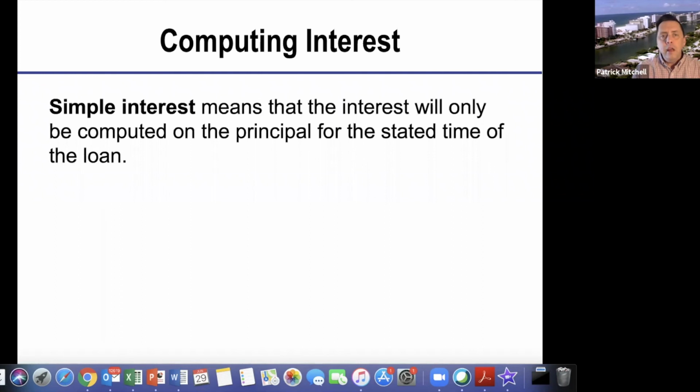Simple interest means that the interest will only be computed on the principal for the stated time of the loan. So that's as opposed to compound interest, and that's the way that most credit cards work, unfortunately.